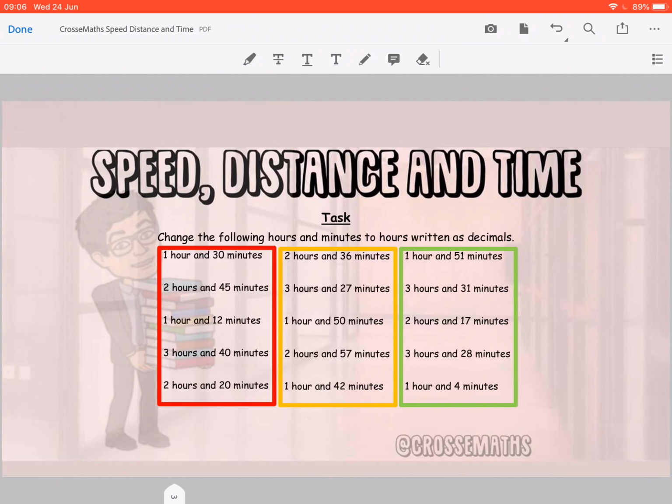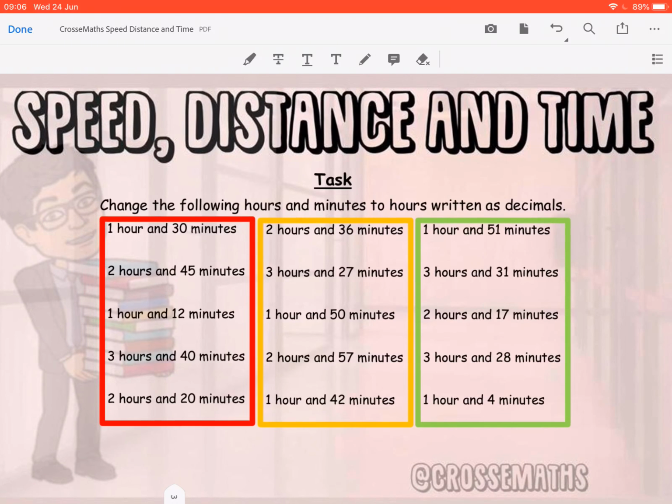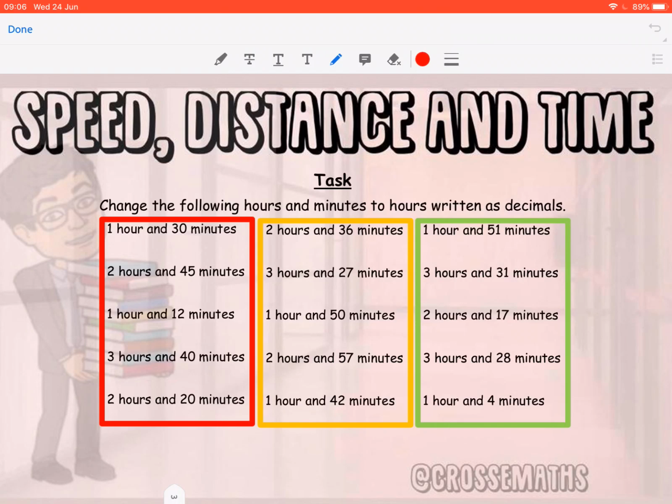Right then, so what we're going to do first, speed, distance, and time. Change the following from hours and minutes into hours written as a decimal. So the only thing you're going to be working with is either seconds or hours written as a decimal when we've got speed, distance, and time. To do that, I'm going to help you do it, okay?